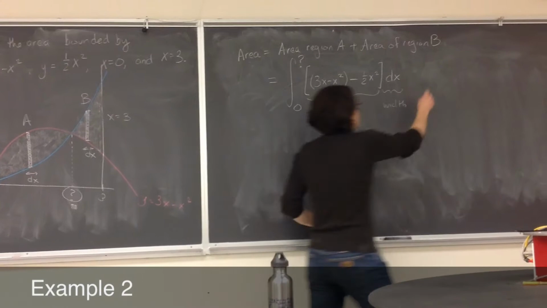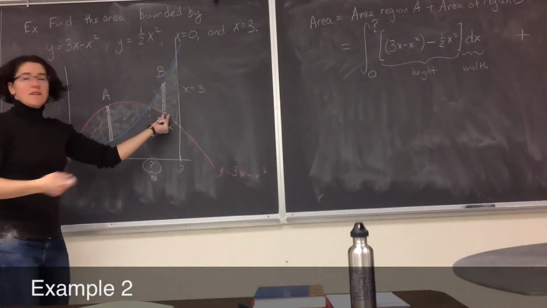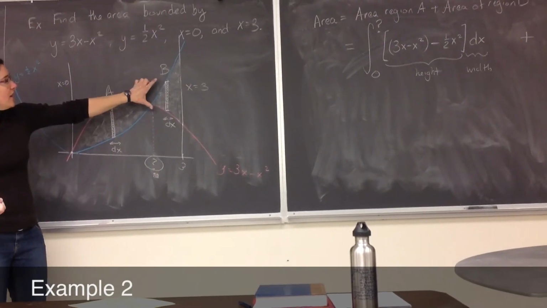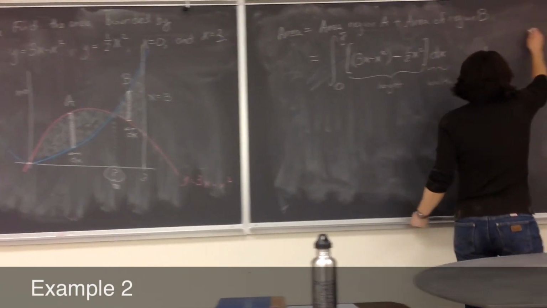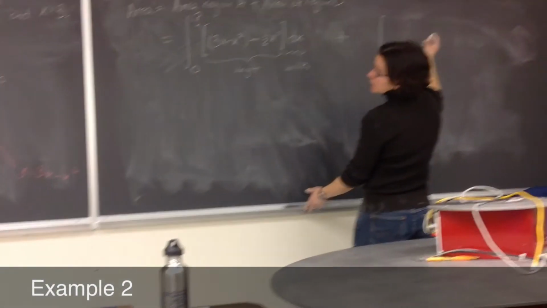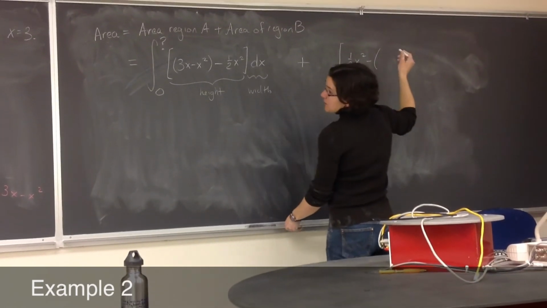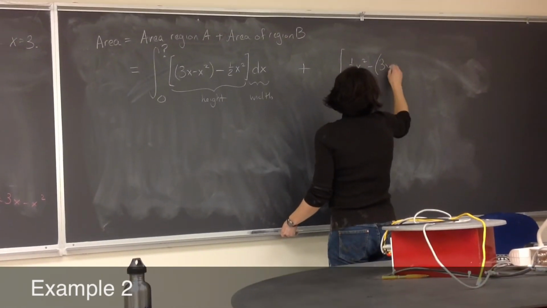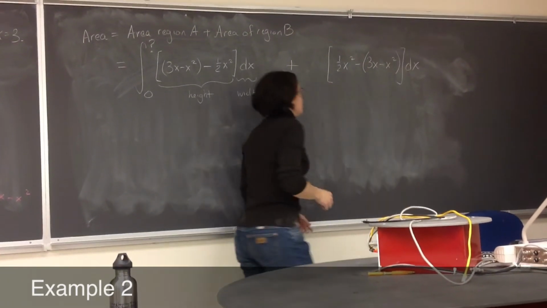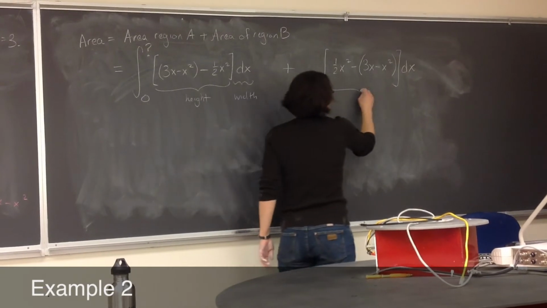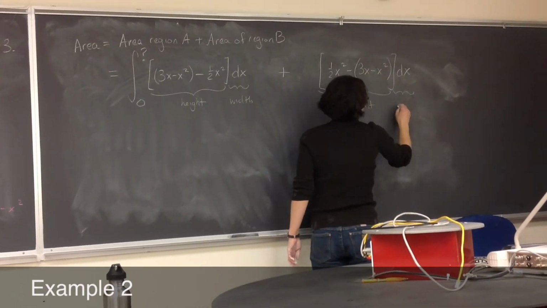Okay? So we now want to add that on to the area of region B. Now, the thing that's different, the width is still dx. Our height, we're going to flip-flop our top and our bottom. And so our top function now is the blue one, which is 1/2 x squared, and the bottom function is the pink one, which is 3x minus x squared. And then we have our width, which is dx.